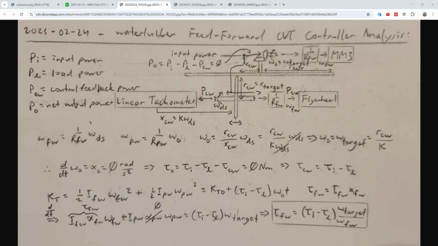Since we are making that radius of contact equal to the driveshaft's angular velocity times the tachometer scaling factor k, when substituting into the equation, these cancel out, causing the output angular velocity to equal a constant defined by the control wheel's radius divided by the scaling factor.